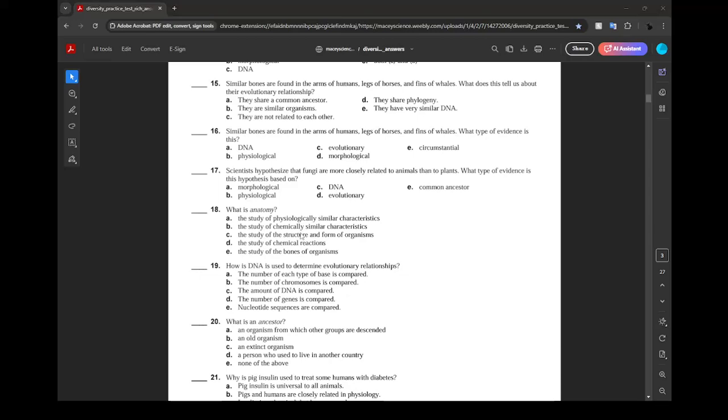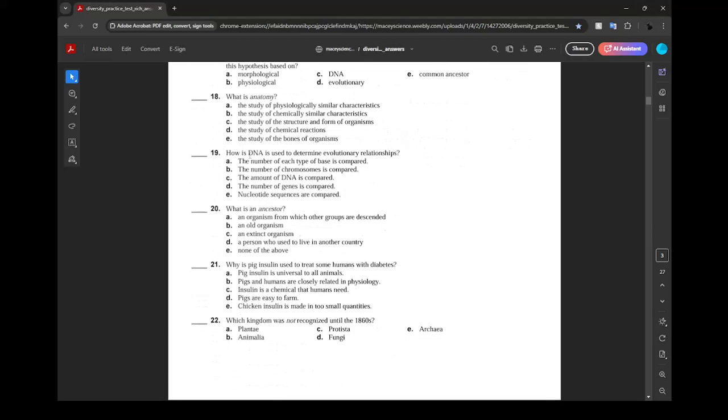18 is C. 19. How is DNA used to determine? So this was actually a good question because you didn't learn about this yet in grade 11. But however, you should know that all of these are quite wrong. So the number of each type of base, you don't know what that is, but it's too specific right there. Number of genes, there's no way.